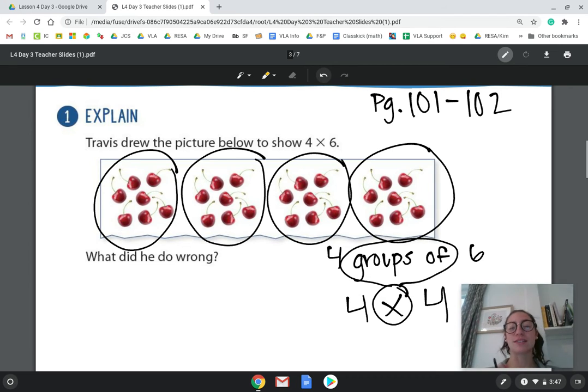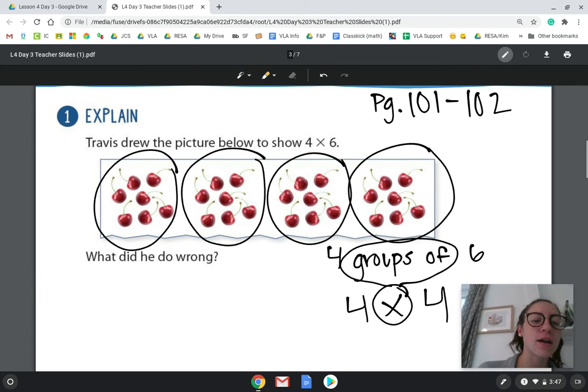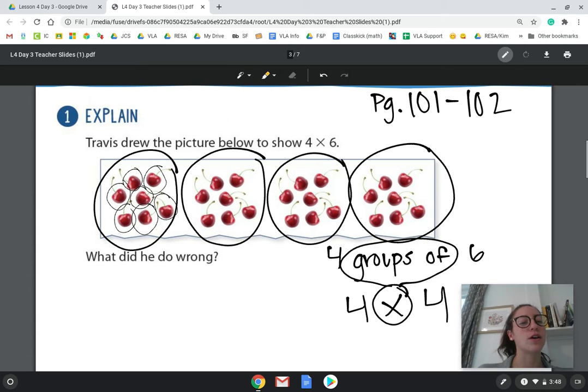Now we need to check to see, does he have 6 in each group? So we're going to count these cherries one by one. Okay. I see 1, 2, 3, 4, 5, 6, 7. Hold on a second. I just counted 7 cherries in this group. I wonder if there's 7 cherries in the other groups too.